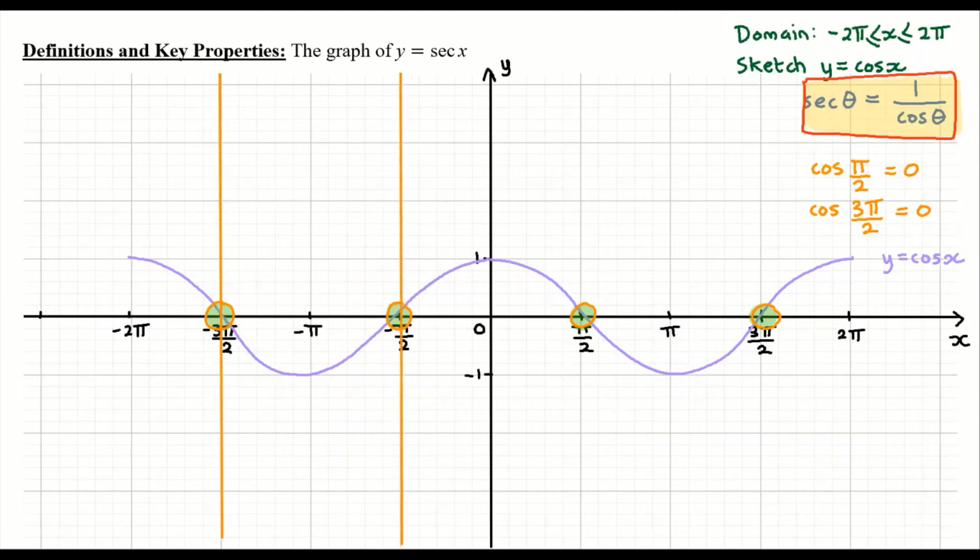to my diagram. So wherever the cosine graph is cutting the x-axis, intersecting the x-axis, we know that the graph of sec is going to be an asymptote because 1 over 0 is not defined. Okay, so just make a note of that. These are asymptotes.